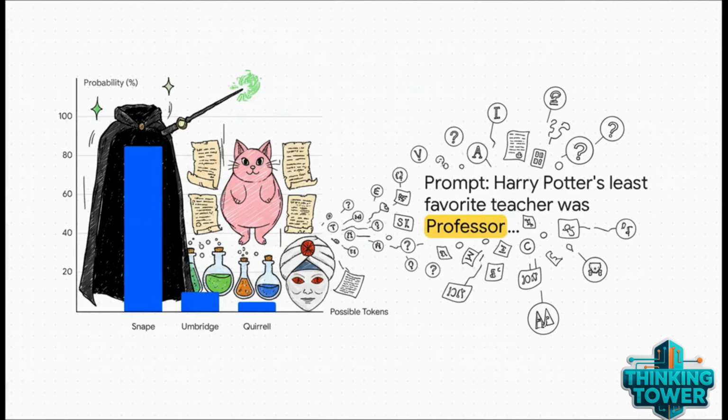And that prediction isn't just a single word. It's way smarter than that. It's a probability distribution over every single possible word it knows. So for a prompt like this, a well-trained model would give a really high probability to Snape, maybe a smaller one to umbrage, and so on. It's basically giving you a ranked list of its best guesses.